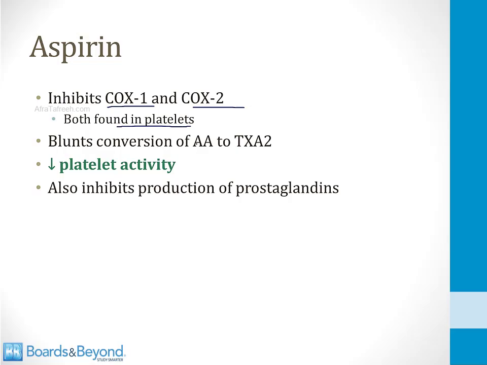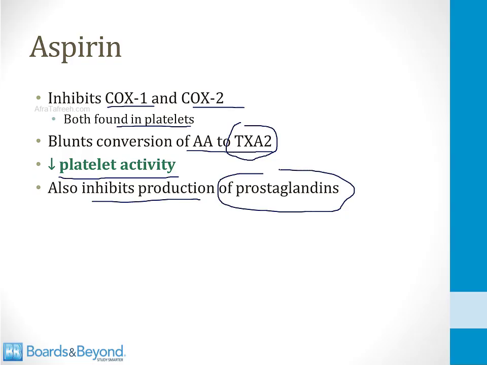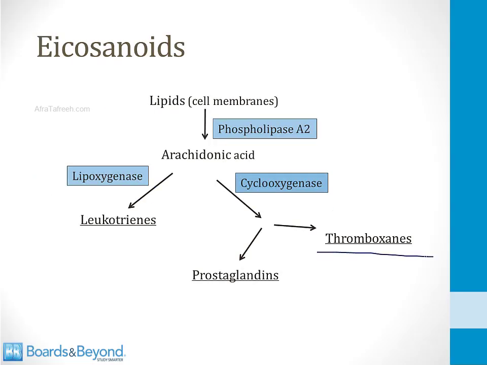By doing this, as I said on the last slide, it blunts the conversion of arachidonic acid to thromboxane A2 and decreases platelet activity. Now you may know that aspirin is also a pain reliever, and this has to do with the fact that in addition to blocking formation of thromboxane, aspirin also inhibits the production of prostaglandins. Thromboxanes and prostaglandins are examples of signaling molecules called eicosanoids. Leukotrienes are also an example of an eicosanoid. All of these signaling molecules are derived from arachidonic acid.